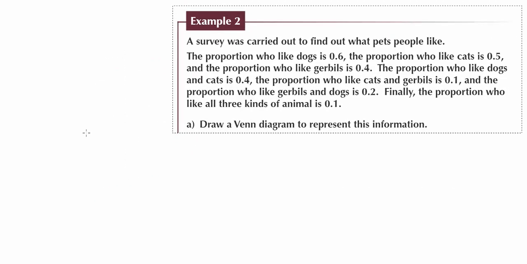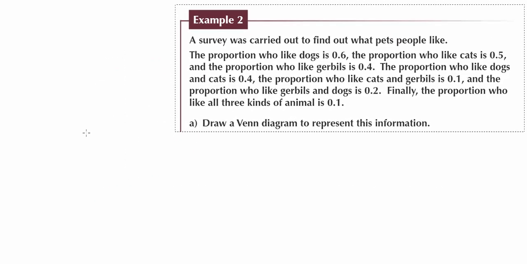All right. A survey is carried out to find out what pets people like. The proportion of dogs, which is essentially we're saying the probability of dogs, people who like that, is 0.6. Proportion who like cats is that.